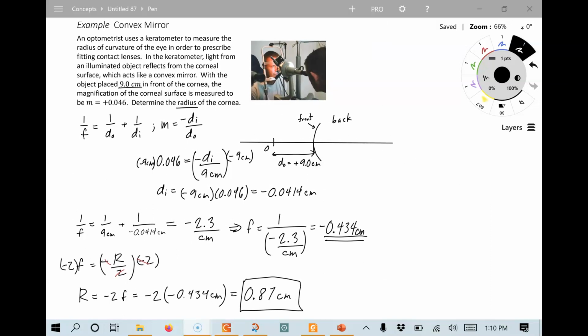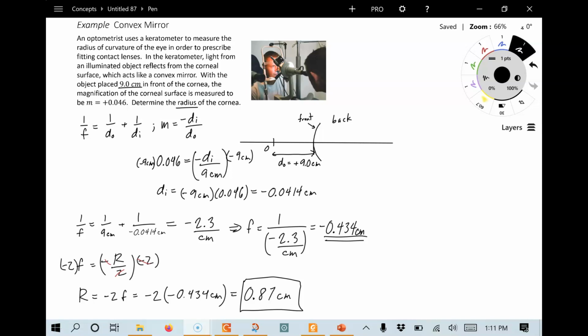And knowing the radius allows you to measure the curvature of the eye so that you can get a fitting contact lens. So in general, we can always think of these two equations as two equations that share the variables di and do, and so it's always possible to solve for two unknowns in these two equations, since we have two equations to do it with.